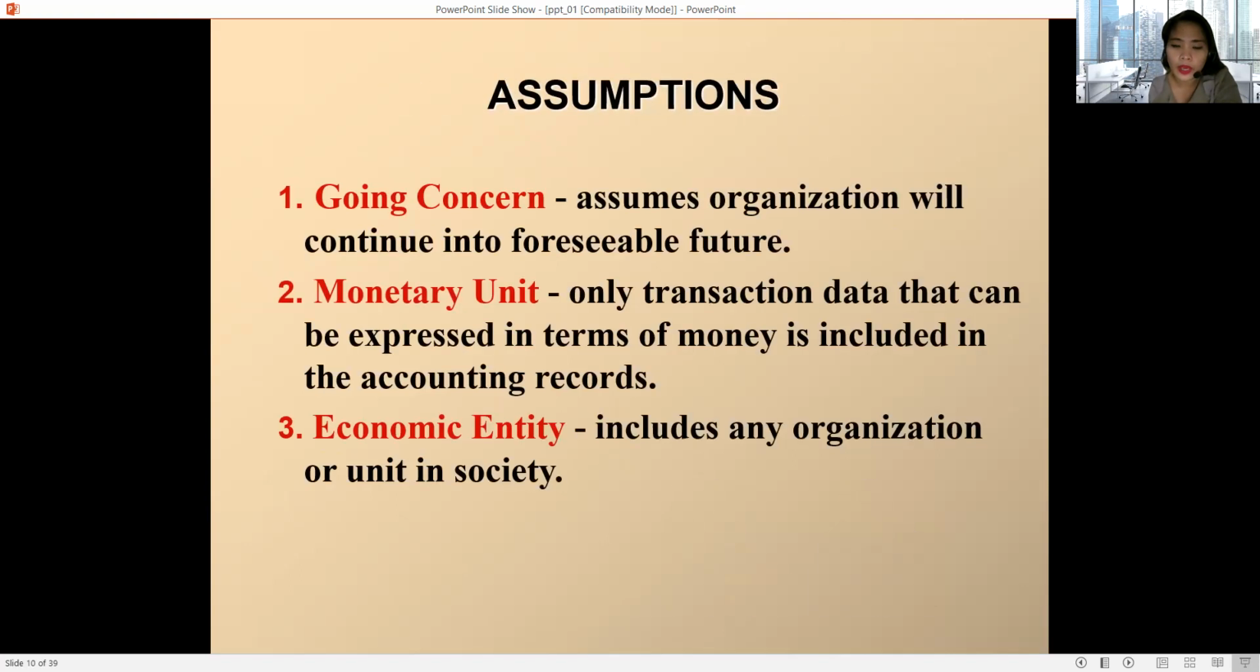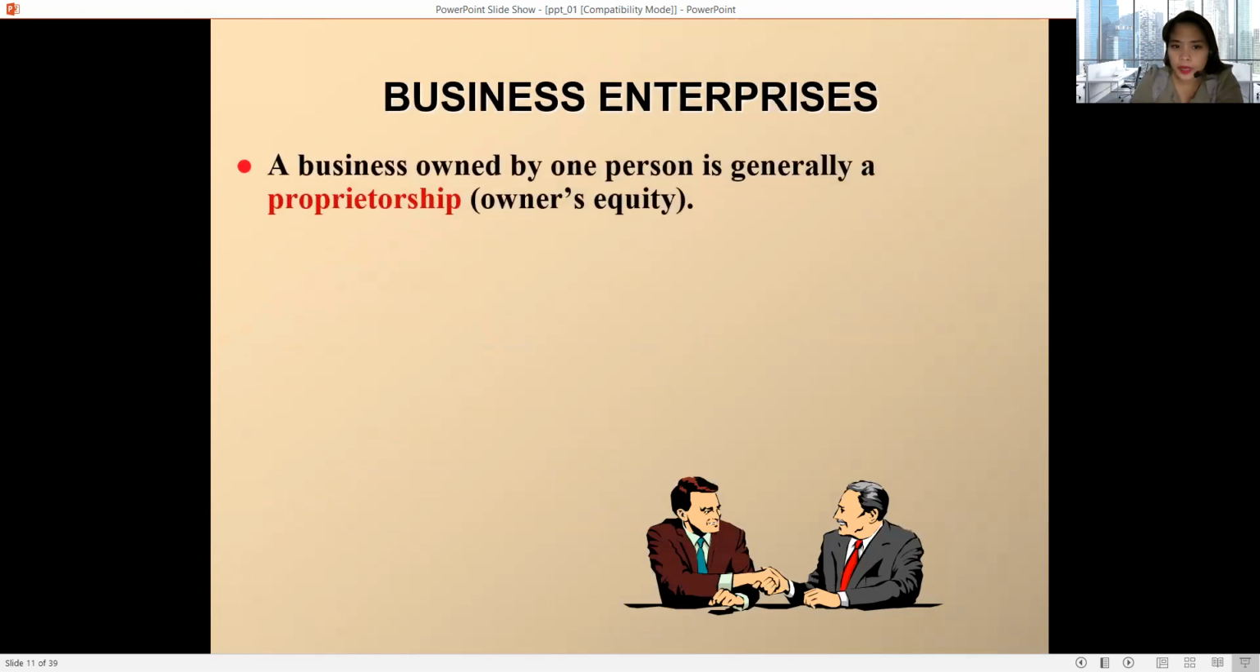Economic entity, okay, includes any organization or unit in society. So of course, if you have a business, you are part of the economy of the Philippines, economy of specific kung saan man kayo nagtayo ng business nyo. And it would really affect, right? Kaya nga ngayon, pandemic, maraming kumpanya ang nagsara. And that is one of the reasons na medyo ang economy natin is not good. Okay? Right?